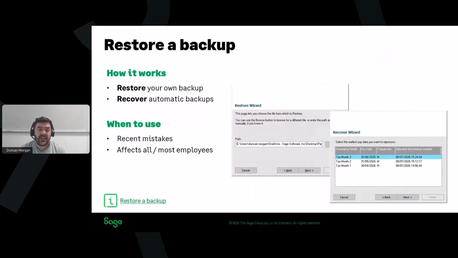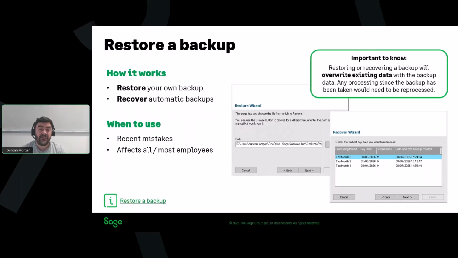So first of all, restoring a backup. This is either restoring your own backup that you've taken via the backup wizard, or recovering an automatic backup that payroll takes each time you run update records. Restoring a backup is a good option if you're correcting a very recent mistake. Maybe you've updated the records, you've reviewed your pre-update reports, and straight away you realize something's gone wrong, and you just want to get back to the point before you updated the record. Therefore, it is a good option if a mistake affects all or most of your employees.